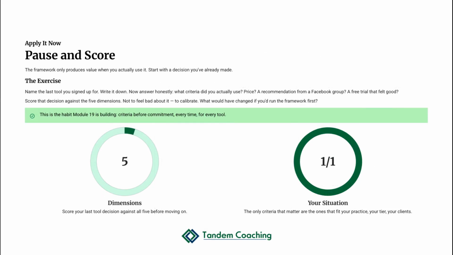Before the next video, do this. Name the last tool you signed up for, write it down, then write the actual reason you signed up: a peer's recommendation, a free trial expiring, a feature on the landing page. Now score that decision against the 5 dimensions you just learned. If the scoring exposes a misfit you didn't see at the time, the gap between your real reason and the criteria is the lesson you take into every future vendor decision.